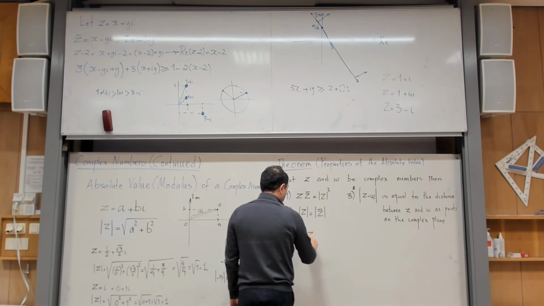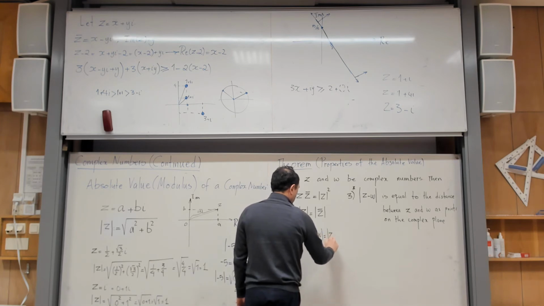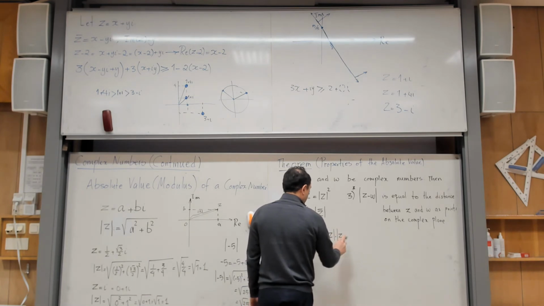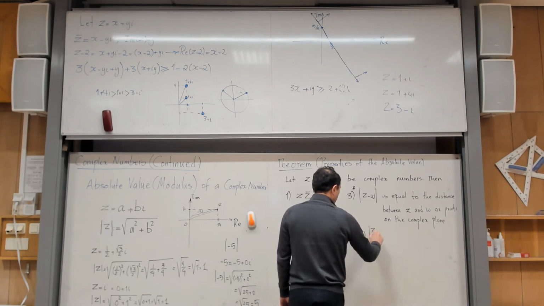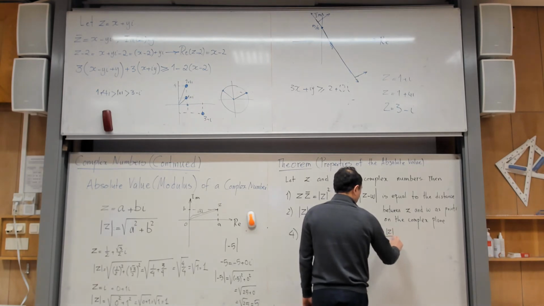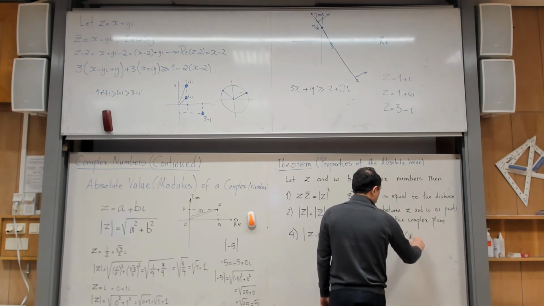Absolute value of z times w is equal to absolute value of the first one multiplied by the absolute value of the other one. And then the same thing happens for absolute value of the division. It becomes absolute value of the numerator divided by absolute value of the denominator. Of course, in that case, w shouldn't be equal to 0.